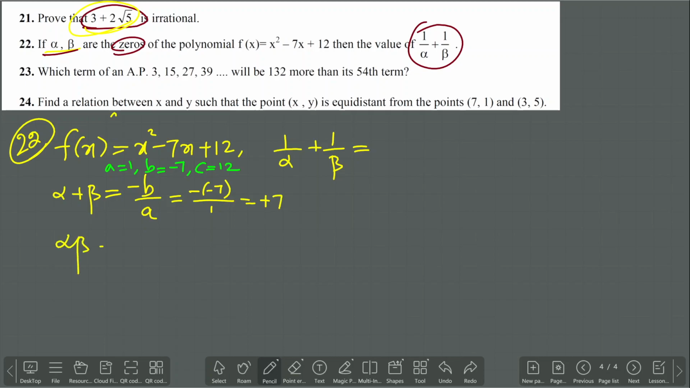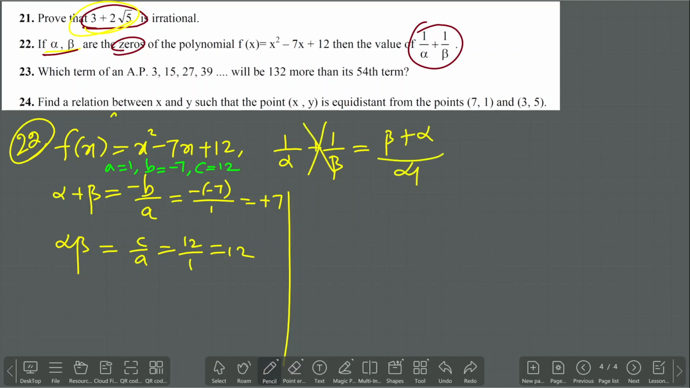Next, alpha into beta is equal to c divide a. C value is 12, a value 1, equal to 12. Now we will substitute in the given question. You take cross multiplication here: 1 into beta, beta, 1 into alpha, alpha, divide alpha into beta. So in the numerator, we have the sum of zeros, 7, and in the denominator the product of zeros, 12. So that is your required answer, 7 by 12.